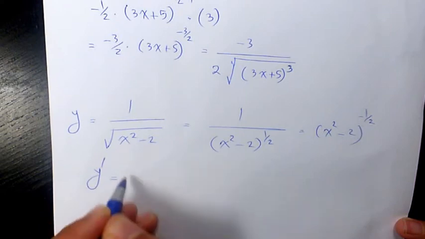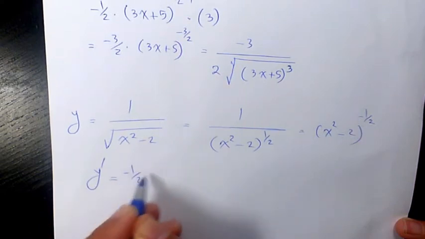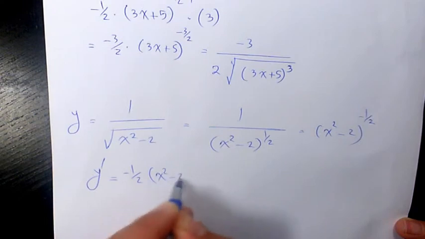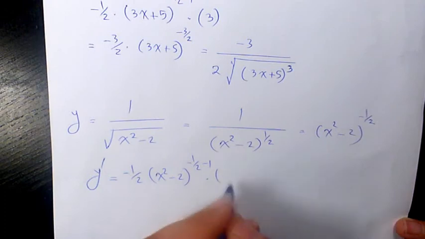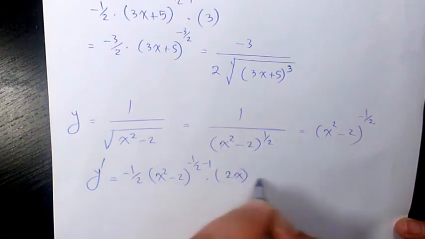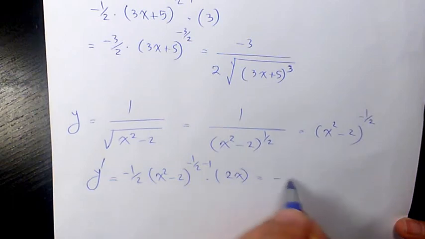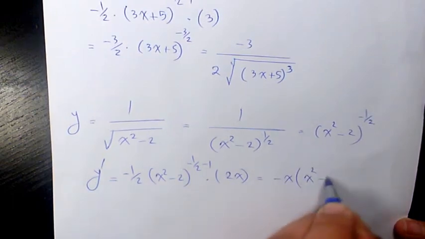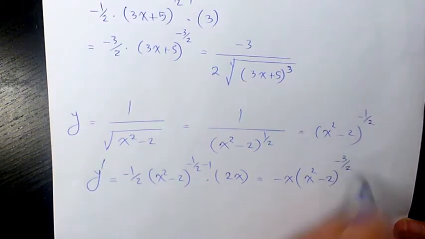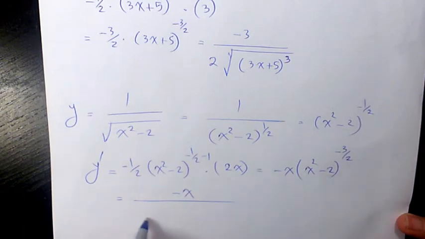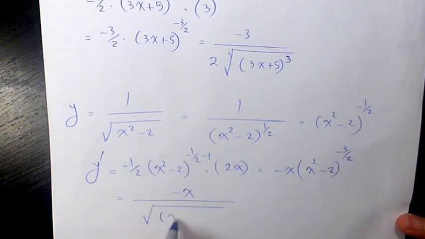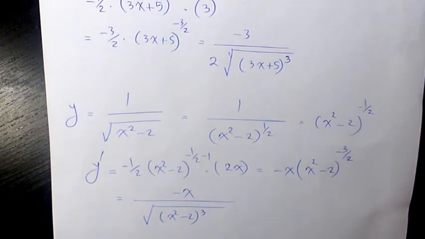So y prime will be negative 1 over 2 times x squared minus 2 to the power of negative 1 over 2 minus 1 times the derivative of x squared minus 2, which is going to be 2x. 2 times negative 1 over 2 is going to be negative 1, times x is going to be negative x, times x squared minus 2 to the power of negative 3 over 2. So it's going to be negative x over the square root of x squared minus 2 to the power of 3. That's the final answer.